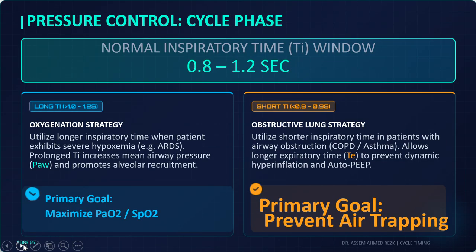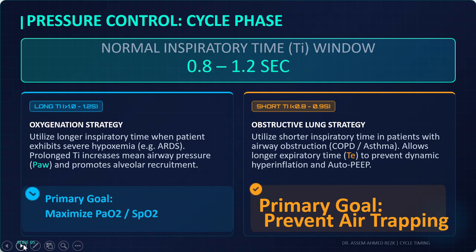Pressure control, in this time you are in the cycling phase, you start expiration. Normal inspiratory time is from 0.8 to 1.2 seconds. When do you use short, and when do you use long? We use long if you need an oxygenation strategy. Utilize long inspiratory time in the ARDS patient, prolonged inspiratory time.